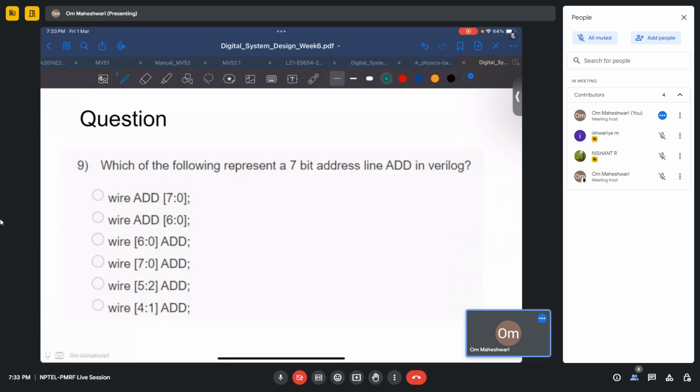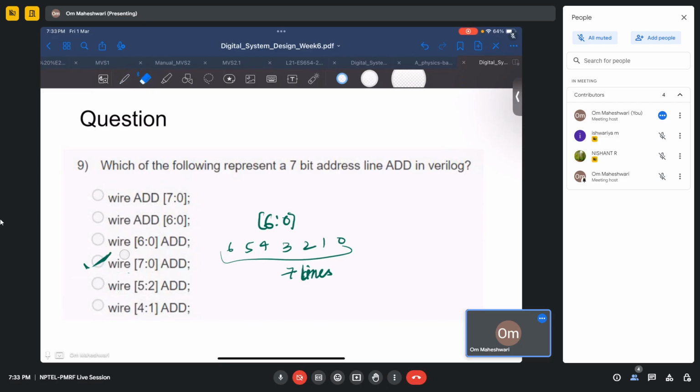Which of the following represents a 7-bit address line in Verilog? So 6 to 0 means 0, 1, 2, 3, 4, 5, 6. That is total 7 lines. And you define the wire, then write the name, that is this, sorry, the one above.